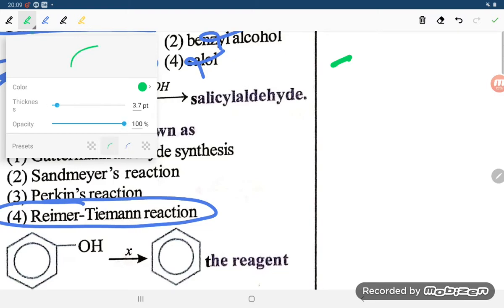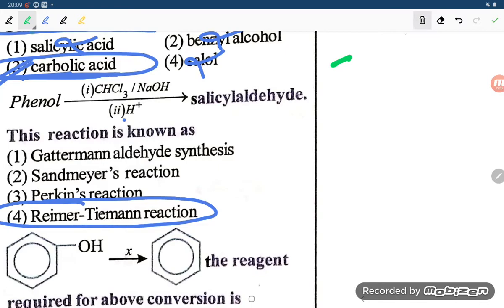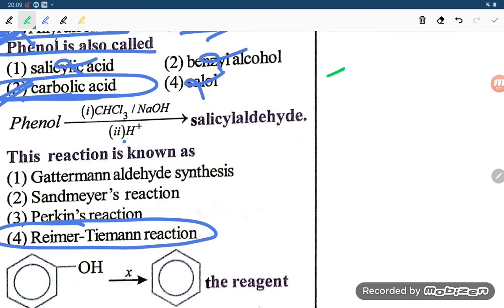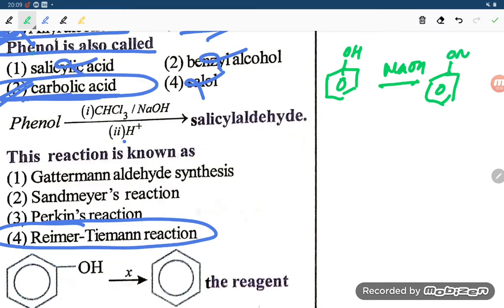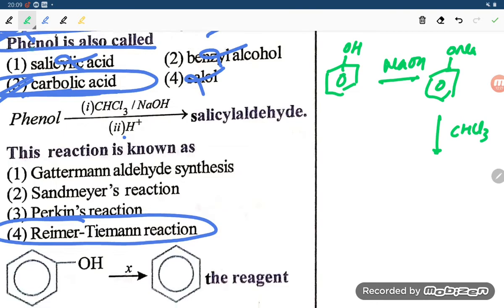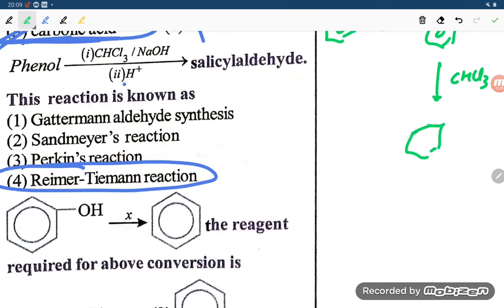Let it be here, and here is the point. Now we can write here. If you see, student, phenol, if you are treating this phenol, OH, firstly you treat with NaOH. It will give one compound, that is ONa. This ONa, if you are treating with CHCl3, it will give one intermediate compound.